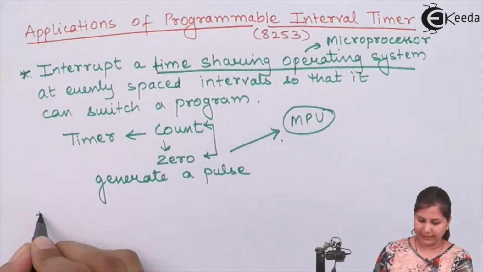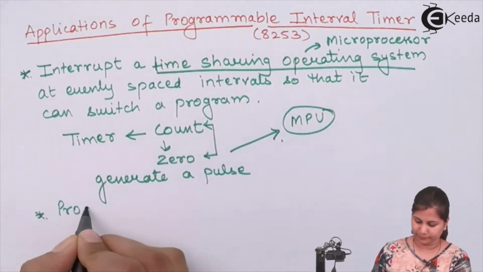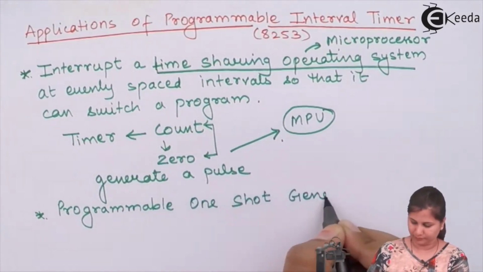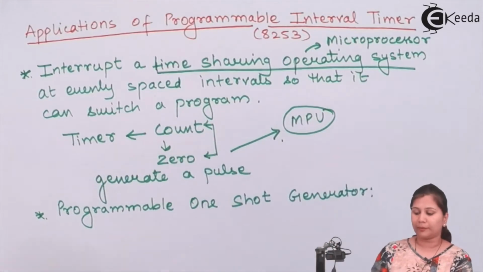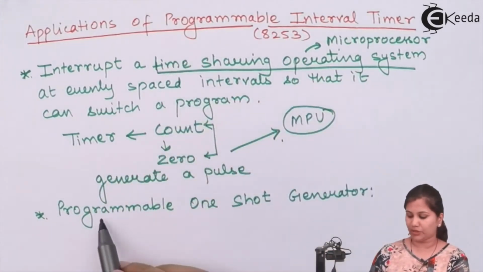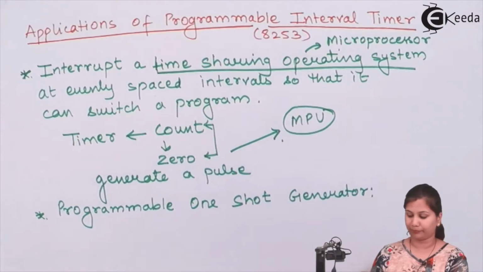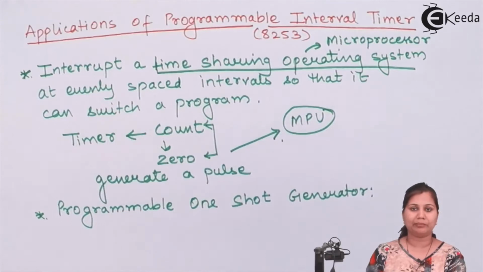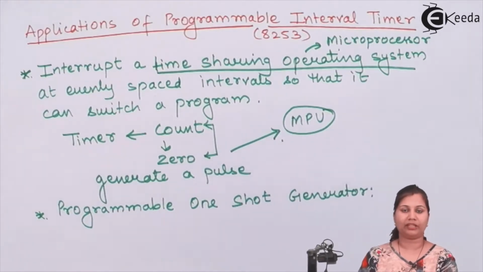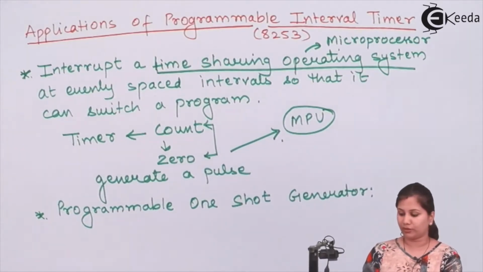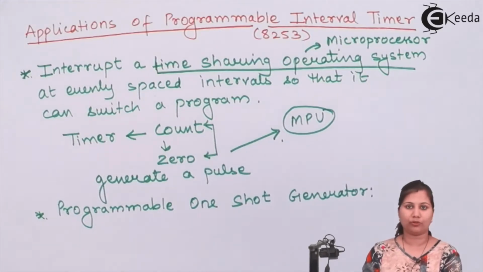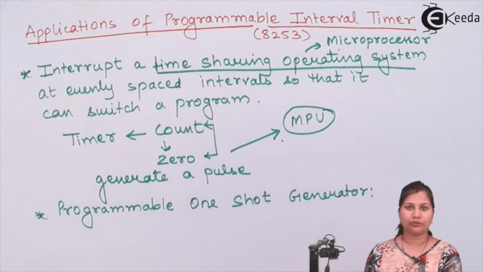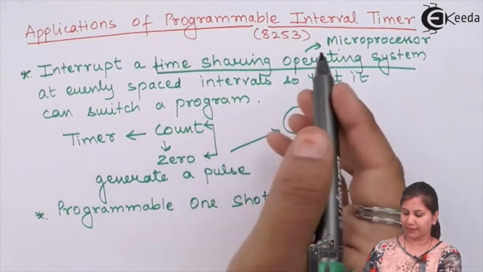Now comes the second application. The programmable interval timer can be used as a one-shot generator. Every time we write programmable, it means that we can write a program, we can write some instructions, so we can have software control over this. So we can use this timer IC as a programmable one-shot generator.